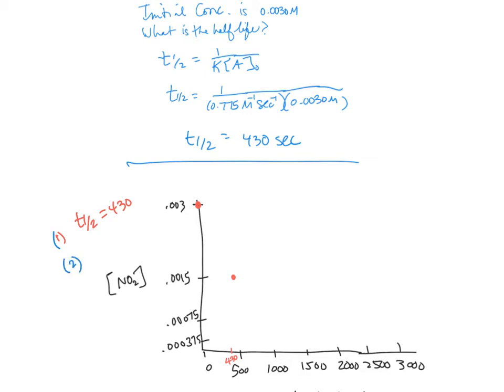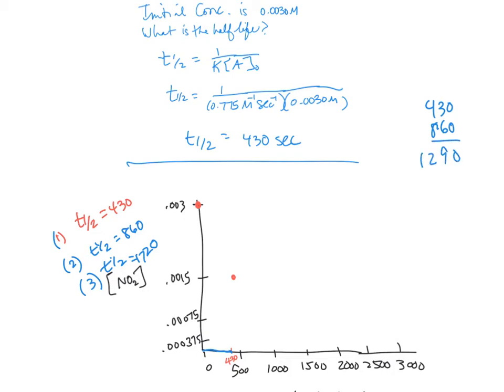The second half-life is going to be twice that, so it's 860. The third half-life is going to be twice the second half-life, so that's going to be 1720. And then you have to add each one. So if this is 430 right here, then you have to add 430 and 860 together, 1290.